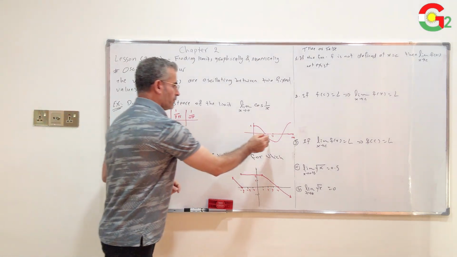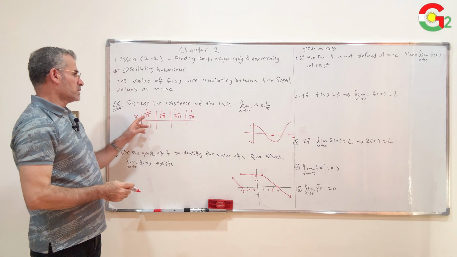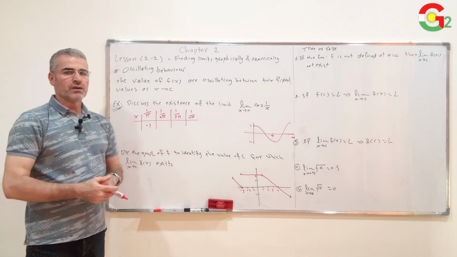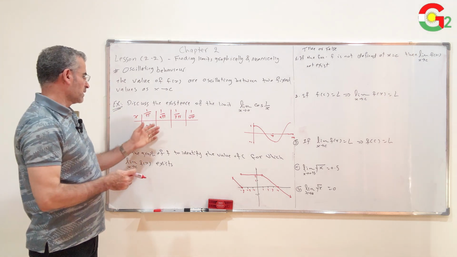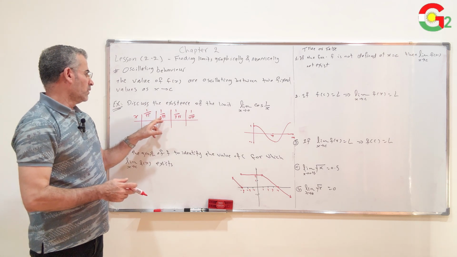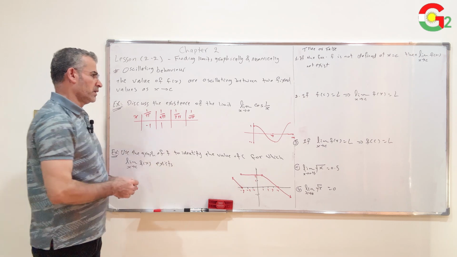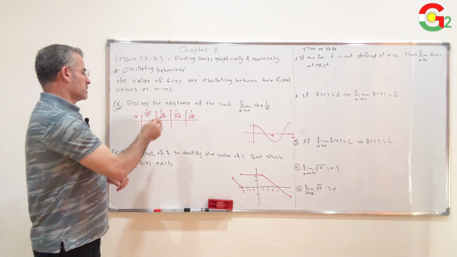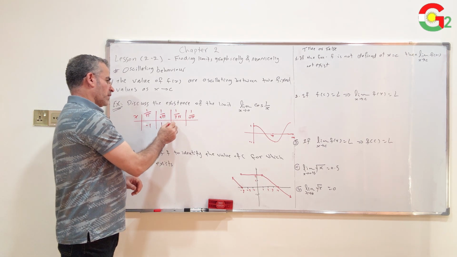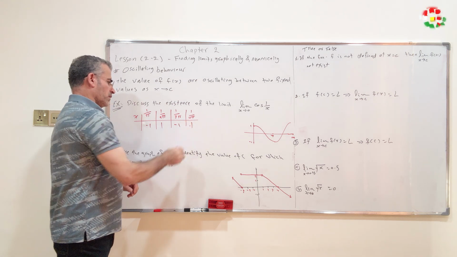So, cosine 1 over 1 over pi is negative 1. Cosine 1 over 1 over 2 pi is 1. Cosine 1 over 1 over 3 pi is negative 1. Here over 4 pi, it's 1.